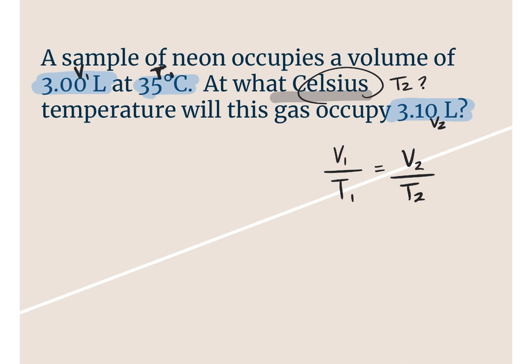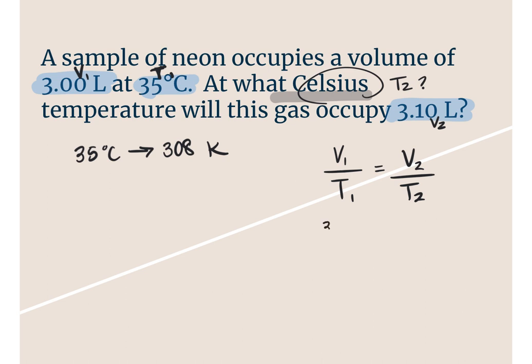So my volumes are both in liters, so that's good. The only thing is I want to turn that 35 degrees Celsius into Kelvin. So I'm going to add 273 to it, and that becomes 308 Kelvin. Okay, so now I'm at 308 Kelvin. Now I'm ready to start plugging stuff in.